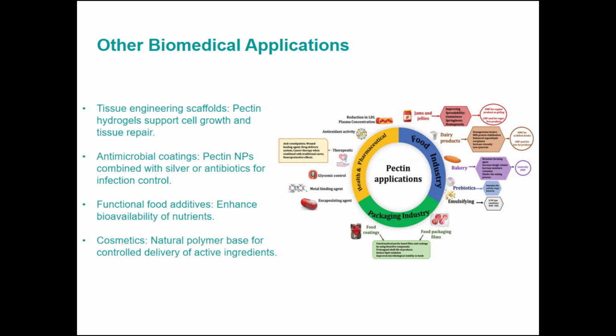In tissue engineering, pectin-based hydrogels serve as excellent scaffolds, supporting cell adhesion, proliferation, and differentiation. Their tunable mechanical and biochemical properties allow customization for different tissue types. In the field of antimicrobial therapies, pectin nanoparticles can be combined with silver ions or antibiotics to produce coatings that inhibit bacterial colonization on medical devices.